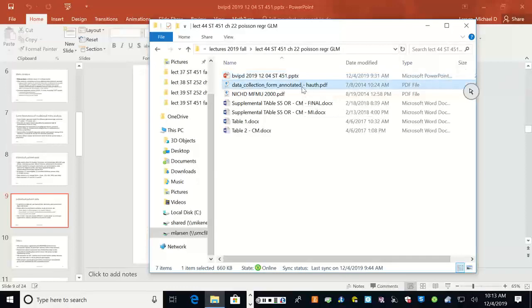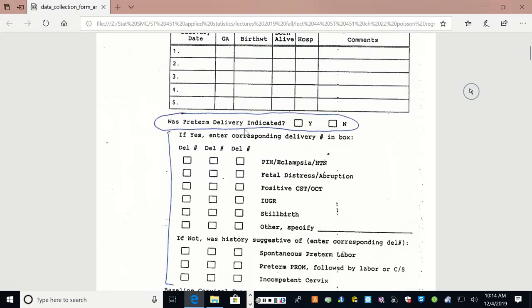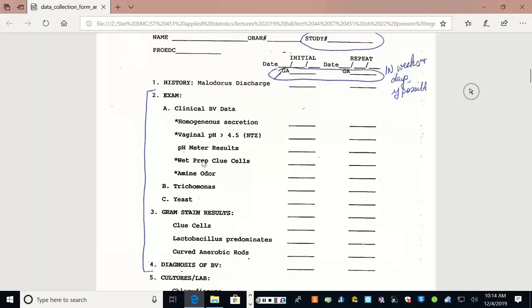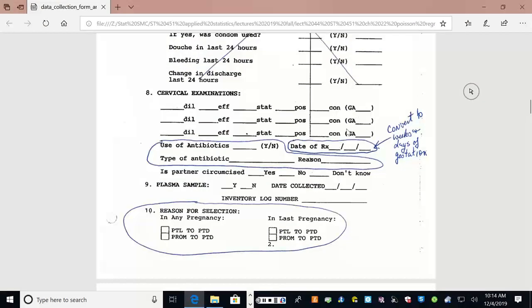So one of the studies, here is the data collection form they sent. So this was what they had in their study, and they kind of circled where history of preterm delivery, yes or no, preterm, some of these things. Was preterm delivery indicated, yes or no? Why? They did an exam and collected these things. Right? Diagnosis of BV was a variable. I guess they didn't put those things. They used antibiotics before conversion.